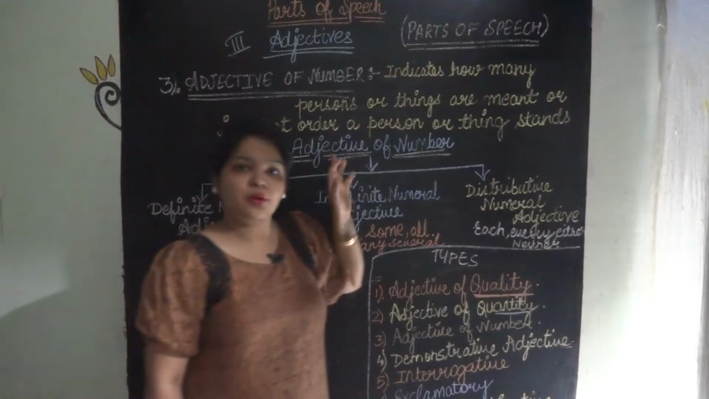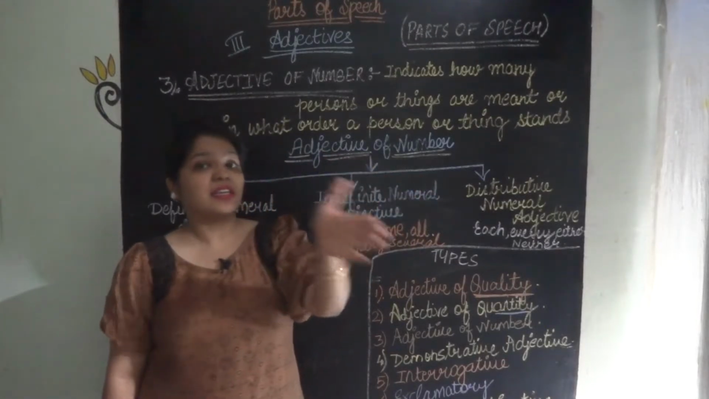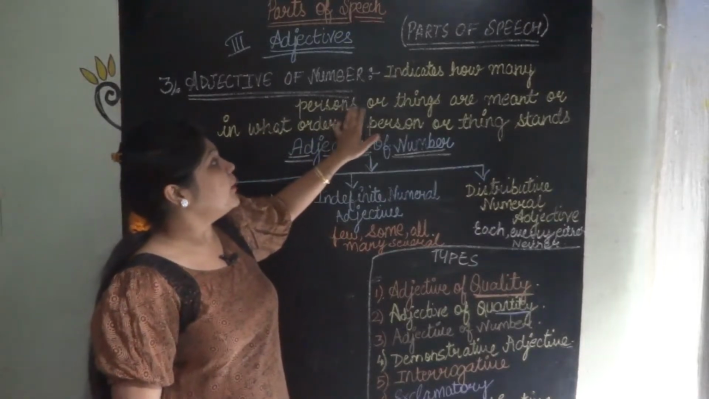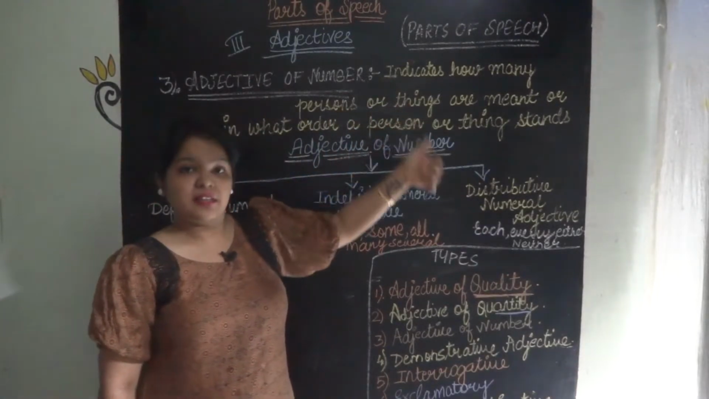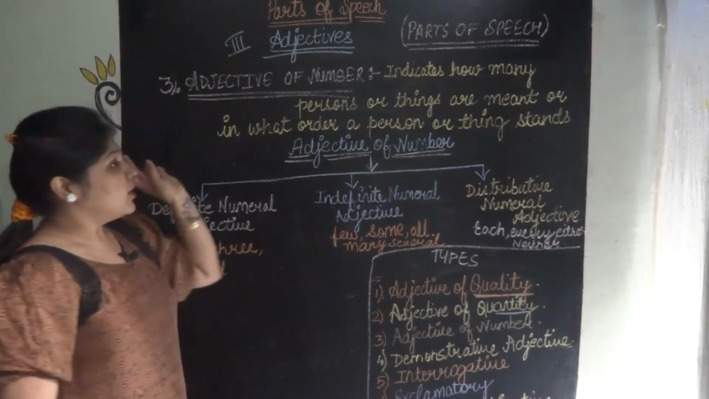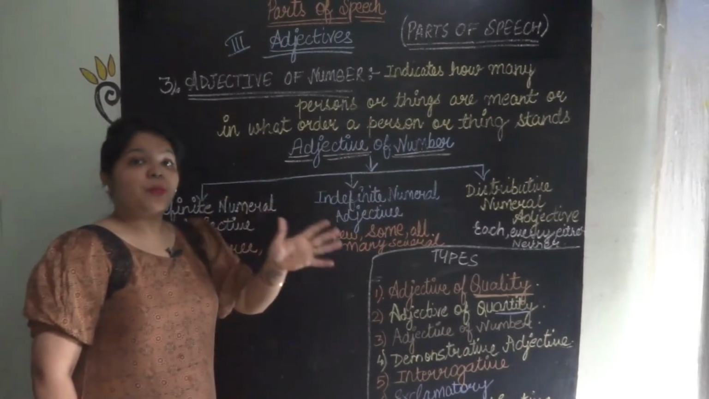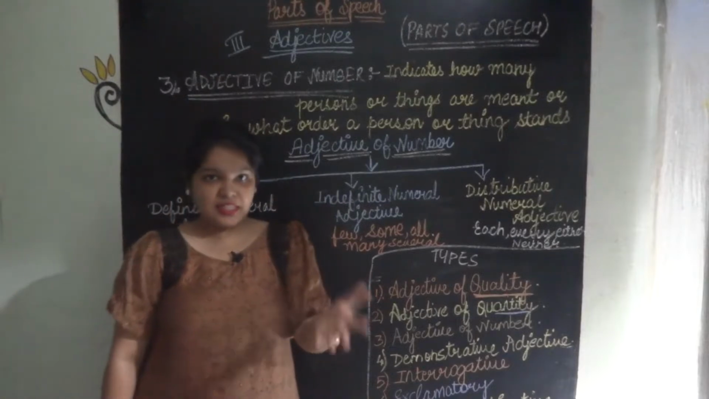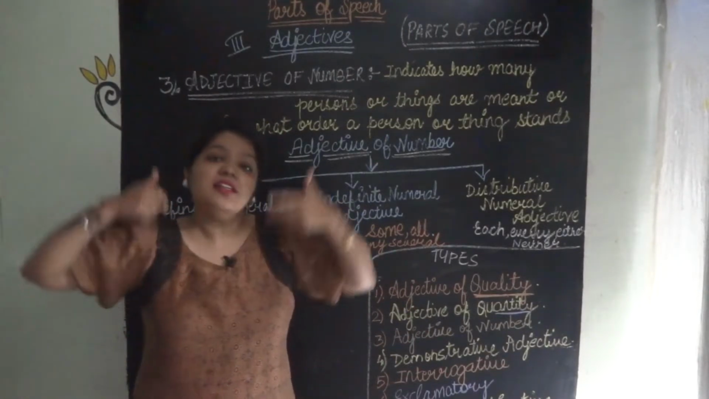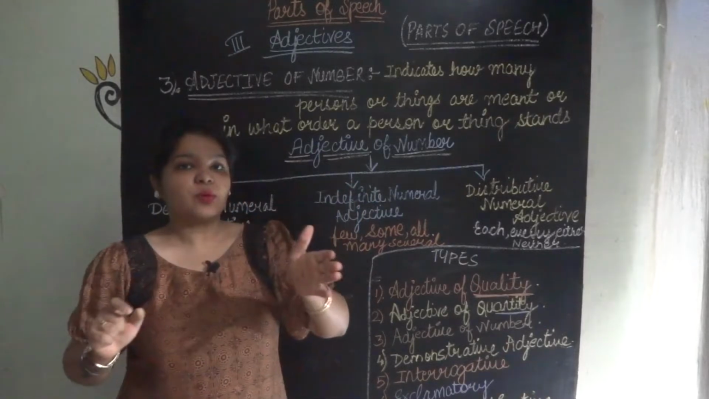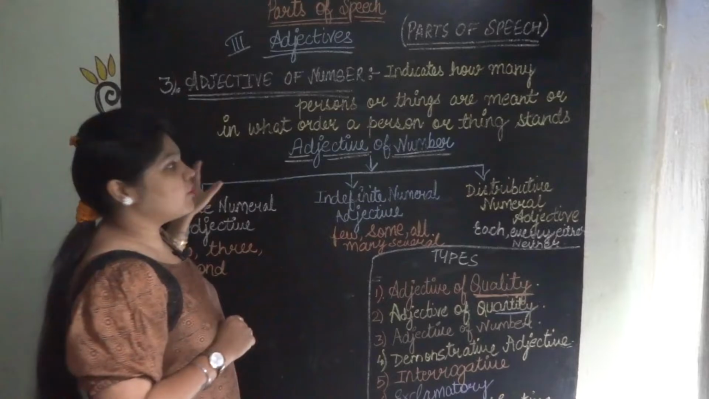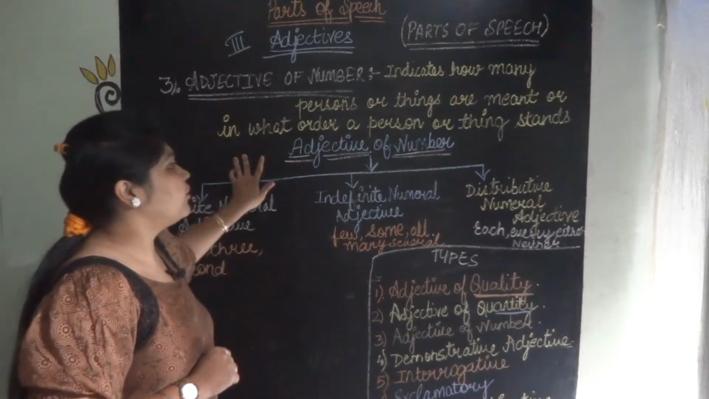Means ordinal number also includes like first, second, third, fourth, fifth, like this. And it indicates how many persons or things. Like there are 2 persons, there are 4 persons. I want 4 chapatis, I want 6 chapatis. He ate the 6th one. 6th one means in which order. Okay. Now adjective of number doesn't end up here only.